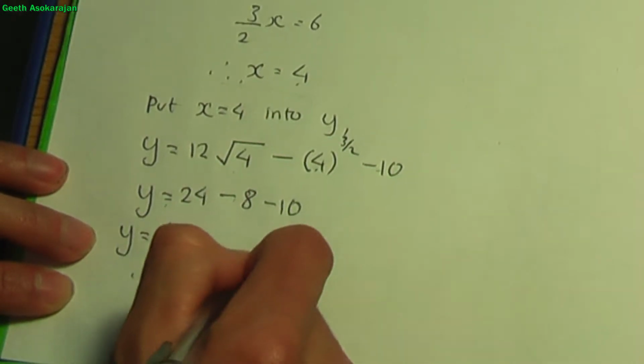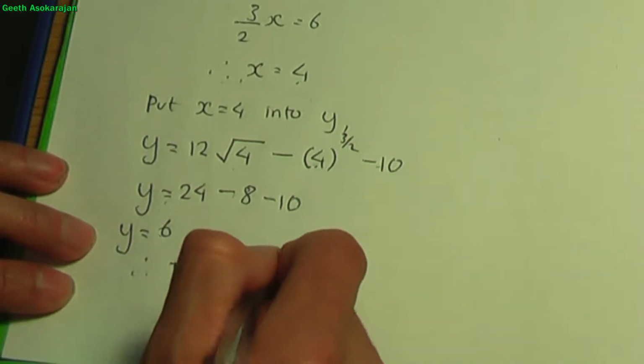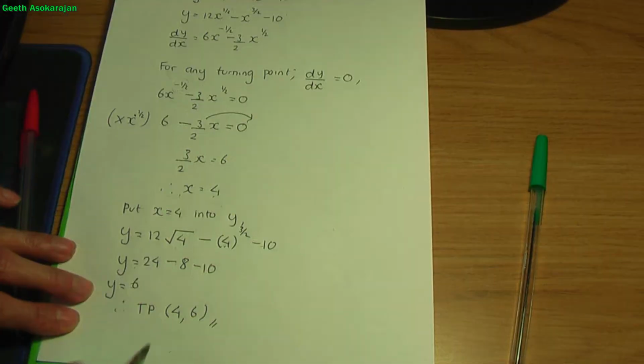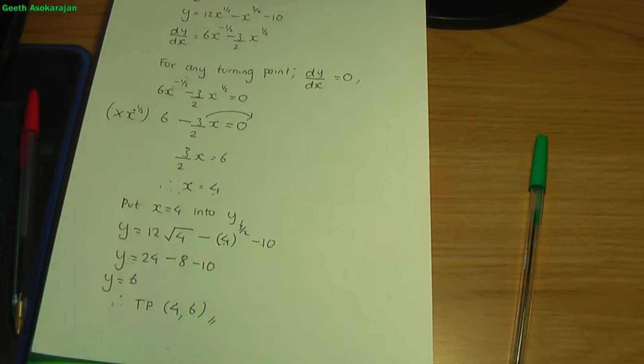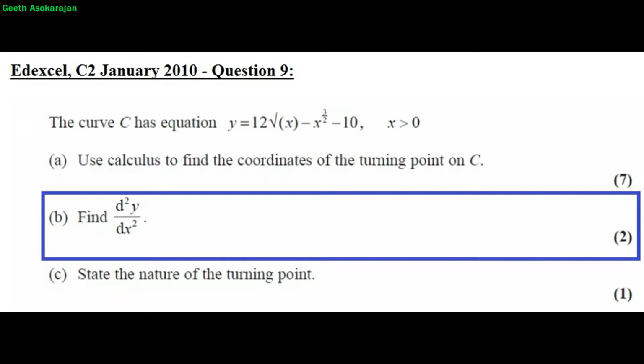The x value is 4, that's the x coordinate of the turning point, corresponding y coordinate 6. So that completes part A of the problem. Let's go to part B. In part B, what we need to calculate is d2y over dx squared.